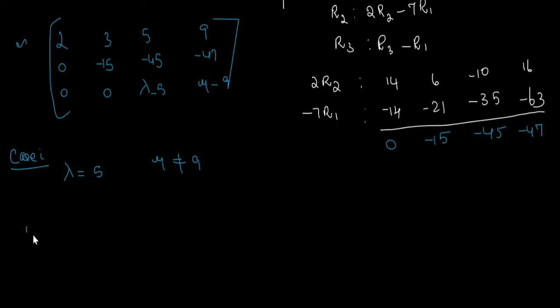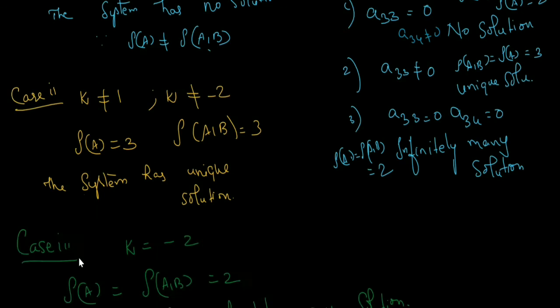So what is the rank of A? Rank of A means you have to see only this matrix. Lambda is 5, this is 0. So the number of non-zero rows will be 1 and 2. This is a 0 row. So rank of A is 2. What about rank of AB? You have a non-zero row here, 1. This is 2. This is also a non-zero row because mu is not equal to 9, so that means this is not equal to 0. So rank of AB is 3. That means there is no solution. System has no solution.